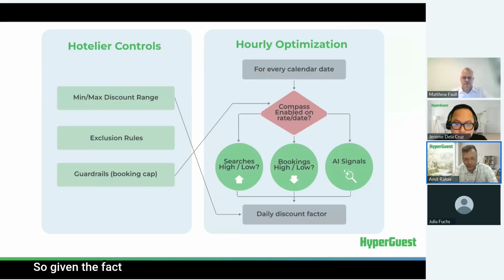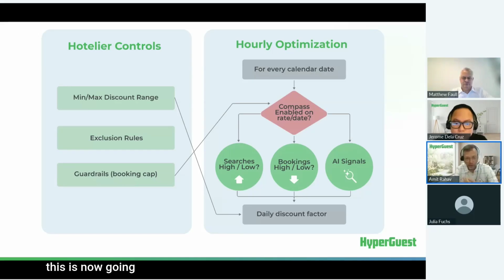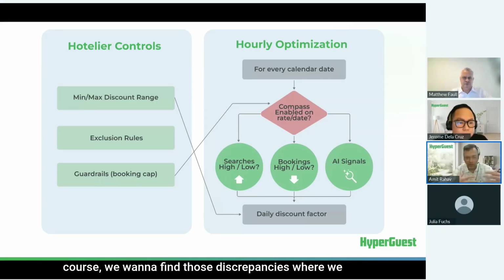So even if you may not be converting at all, what people are searching, which packs, which dates, which LOS, is now going into a very smart system that's working for you. Second is, of course, the booking performance. And of course, we want to find those discrepancies where we don't see a correlation between search traffic and booking traffic. That's an opportunity to come in.